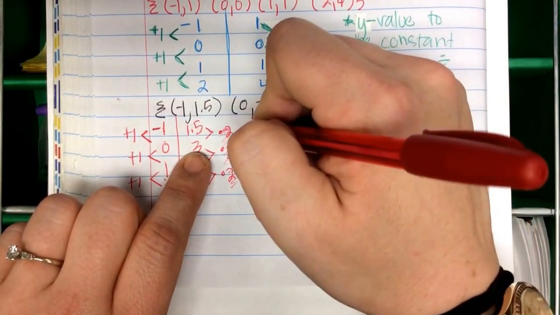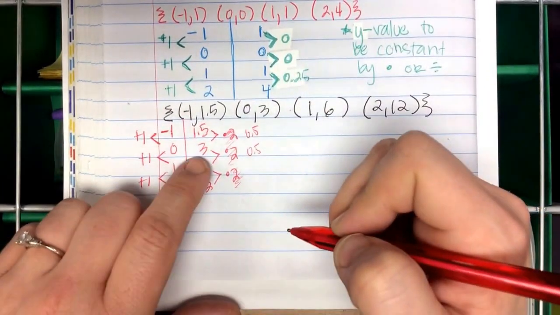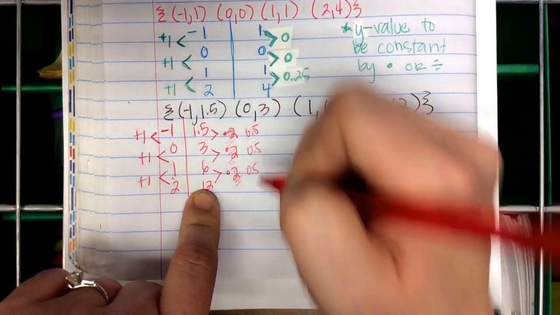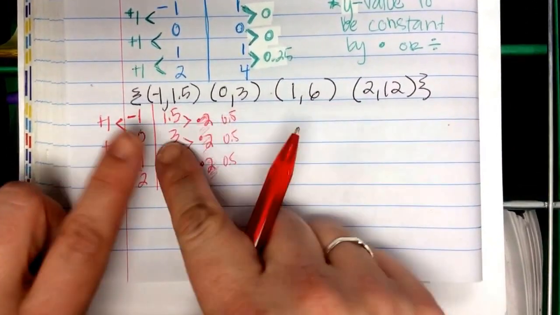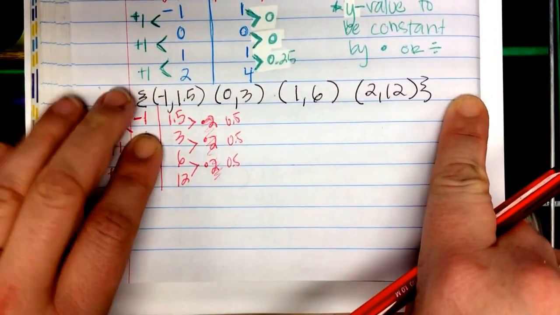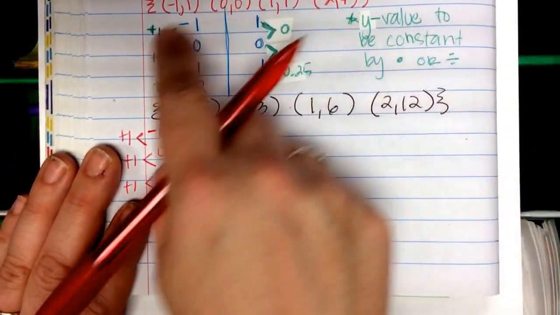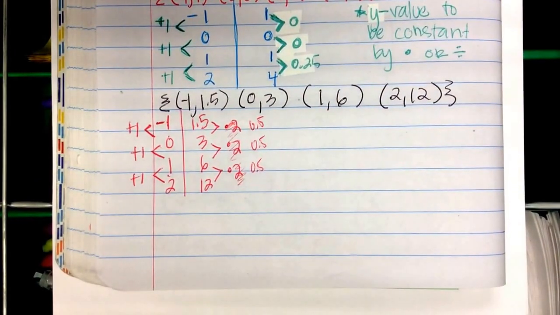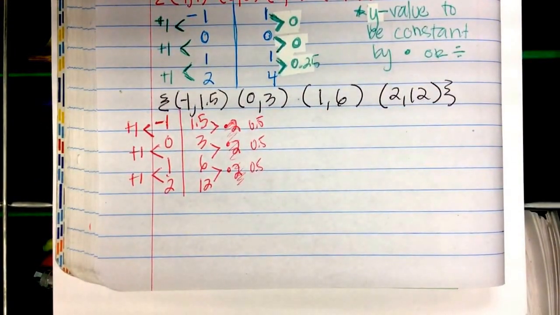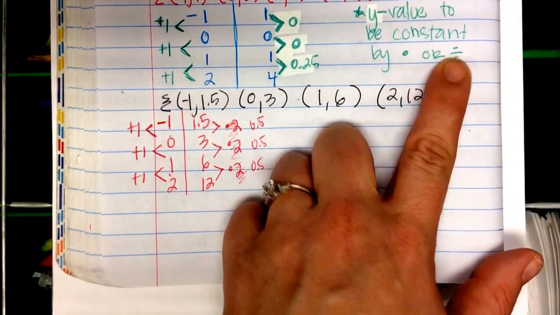1.5 divided by 3 is 0.5. 3 divided by 6 is 0.5. 6 divided by 12 is 0.5. So it's constant. So is this guy an exponential function? Yes. Is this one up here an exponential function? No. Because it's exponential, you want it to be a constant multiplication or division change.